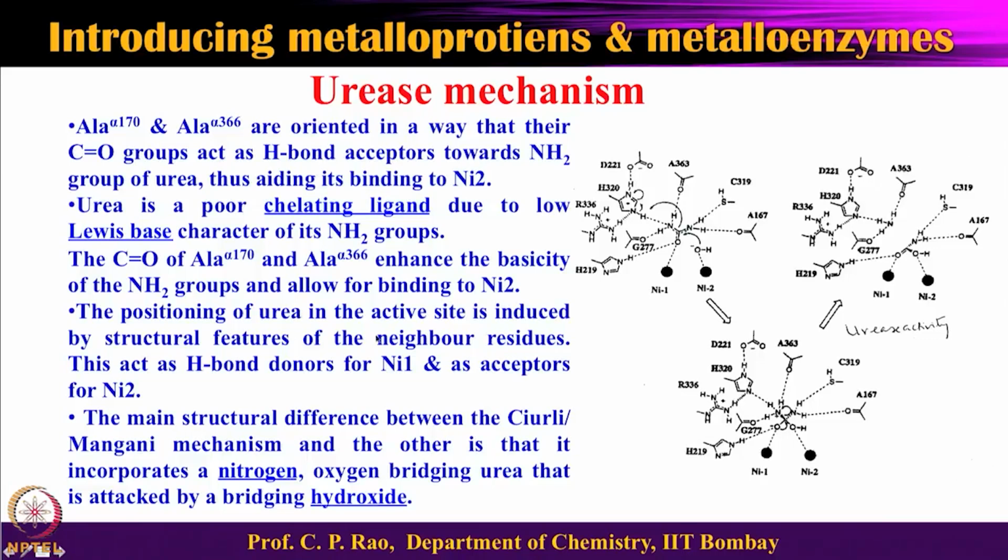So, the position of the urea in the active site, as I said earlier, is associated with structural and conformational changes, and this change also includes the neighbor residues. So, those will turn into hydrogen bond donors as well as hydrogen bond acceptors. On one center you have hydrogen bond donors, and close to the other nickel center you have hydrogen bond acceptors. So, these are the two different types of possible mechanisms present in the literature.